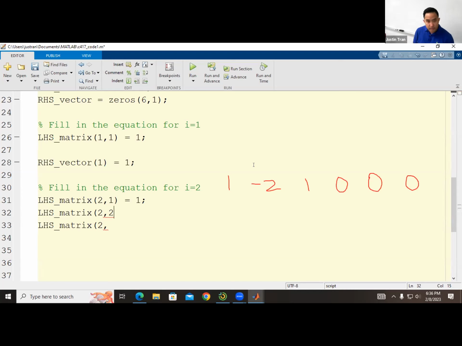The entry next to it at 2, 2 is going to be -2. And the entry after that at 2, 3 is also going to be 1.